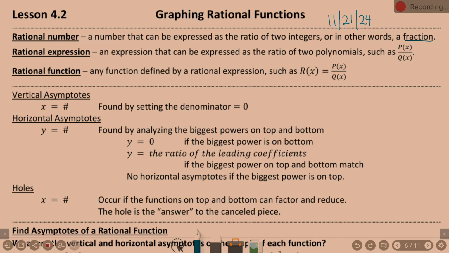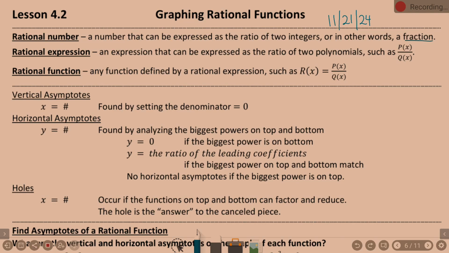Okay. Now, we're working with rational expressions. An expression that can be expressed as the ratio of two polynomials. So basically, we're working with equations where there's stuff on top and bottom of the fraction. A rational function, any function defined by a rational expression, pretty much the same idea. They're just talking about specifically being a function. Okay, guys, 3 key rules here. These are rules that you're going to want to refer back to often in your notes.